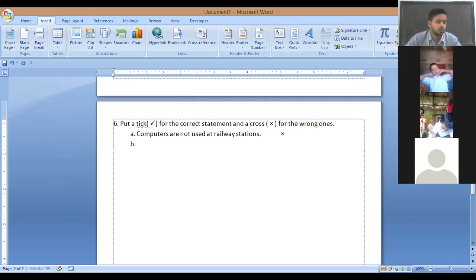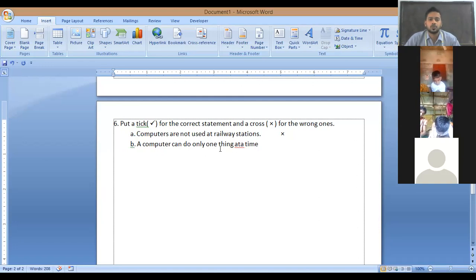Let's go to question number B. A computer can do only one thing at a time. So it's also wrong, because a computer is multitasking, so a computer can do many tasks at a time. So here we will put a cross.